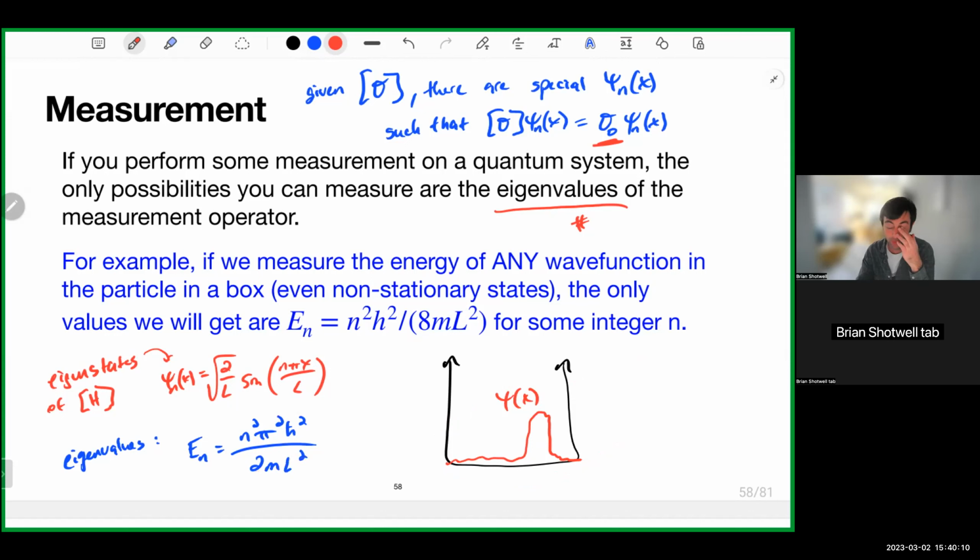We can find probabilities of getting each value. And that's what the rest of this talk is about. How do you find those probabilities?